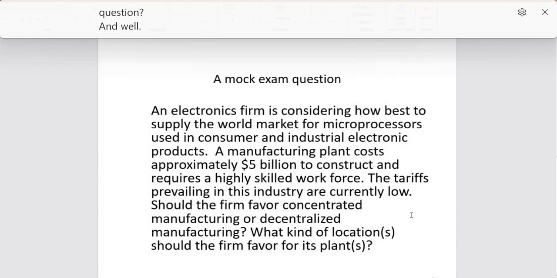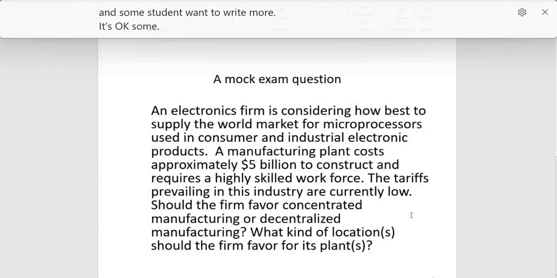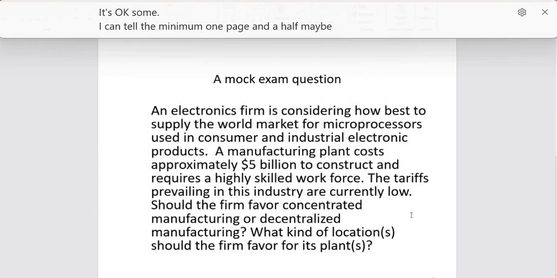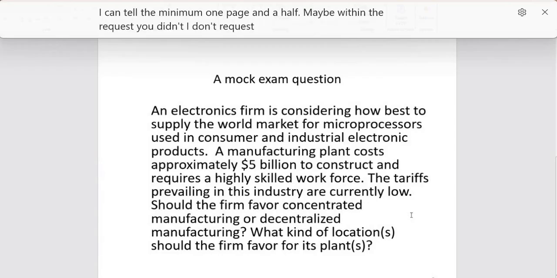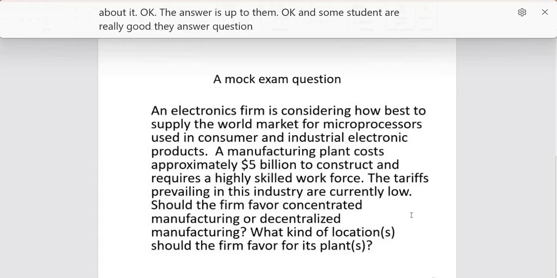Well, there are actually some extra pages. Probably after one question, we get 2 or 3 pages. But it's okay. It's up to students. Some students want to write more. I can tell a minimum of 1.5 pages, maybe. We don't require students about how long the answer should be. It's up to them. And some students are really good. They answer questions in very much detail. That's fine.